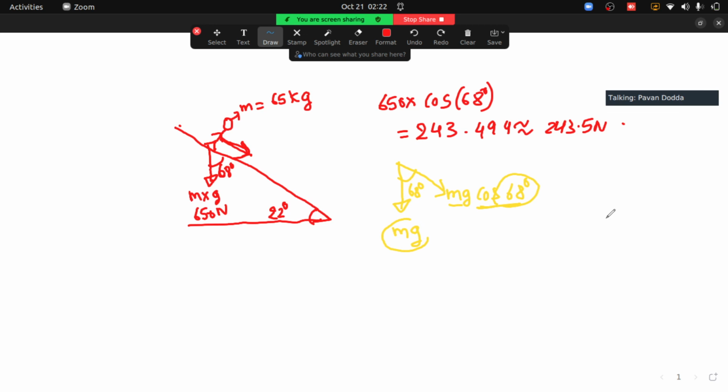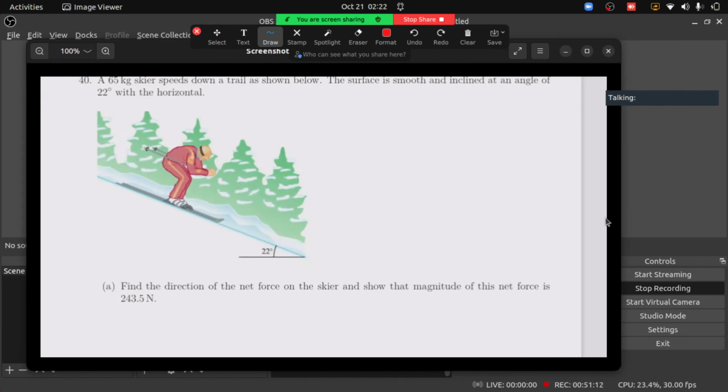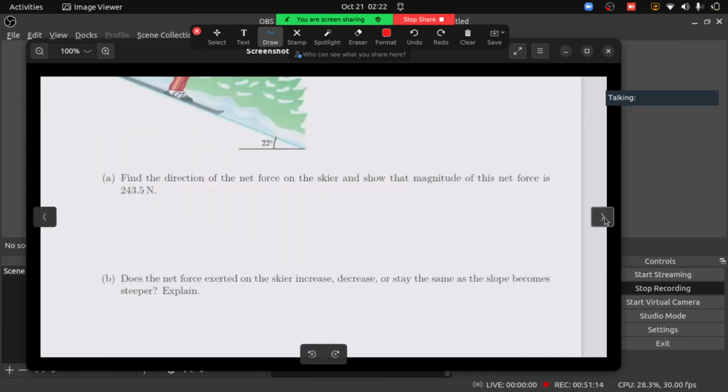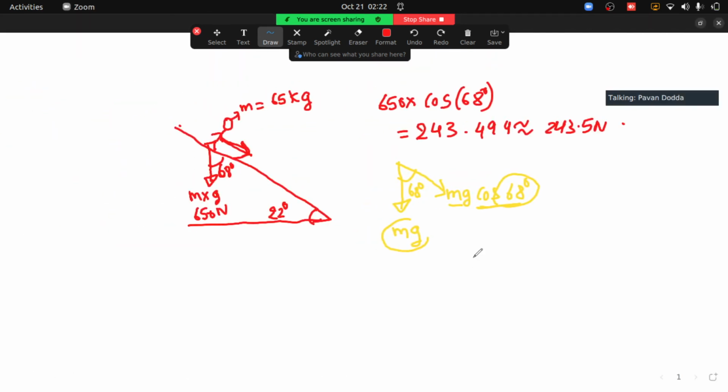So then we go to part B. Does the net force exerted on the sphere increase, decrease, or stay the same as the slope becomes steeper? As the slope becomes steeper. What do you mean by steeper? Does it mean that the angle is increasing or decreasing?